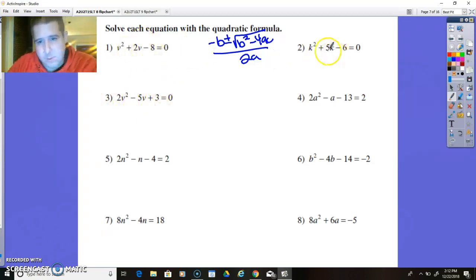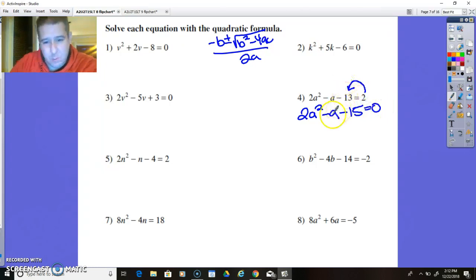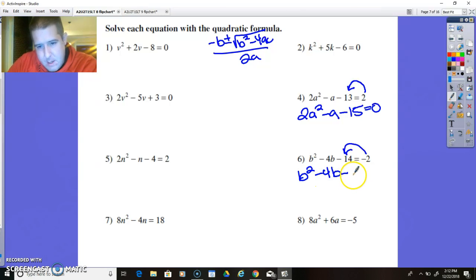Well, this one, this one, and this one are all already set equal to 0. For all the other questions, I would need to move this 2 to the other side, which makes it 2a squared minus a minus 15 equals 0, because I took 2 more away. For this one, you would add 2 more, so this would become b squared minus 4b minus 12 equals 0, because I'm adding 2 to that number.